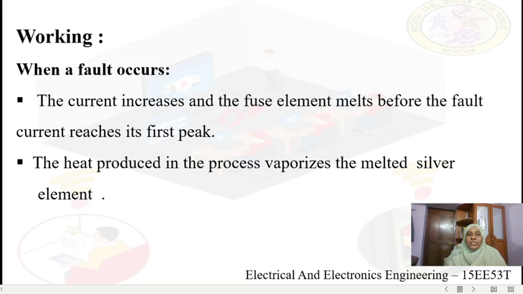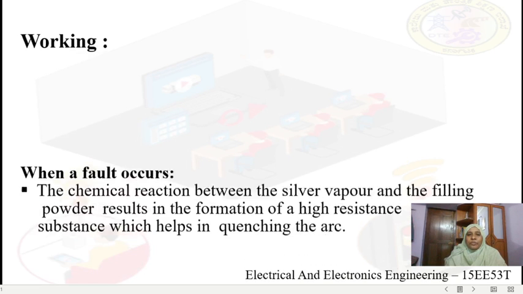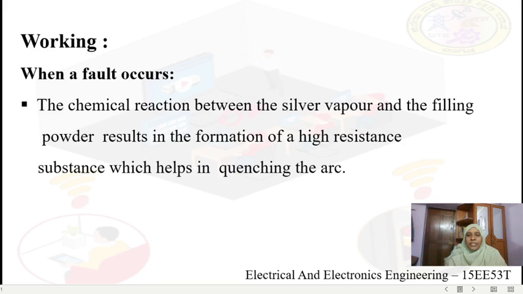Now, once the temperature of the fuse element increases, it melts and breaks down and the fuse element starts vaporizing. The silver fuse element converts itself into silver vapors, and inside the fuse you have the filling powder. The chemical reaction between the silver vapors and the filling powder results in the formation of a high resistance substance, which will quench the arc. Quench means to put out. It will quench the arc and the arc is put off.